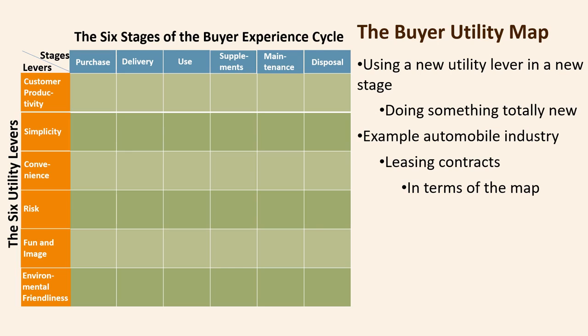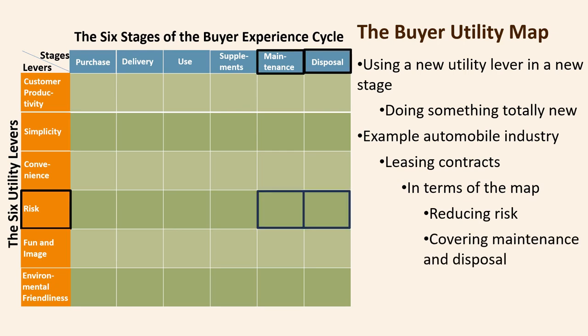In terms of the map, they reduced the customer's risk. The monthly payment became fixed. At the same time, they moved a long way down the buyer experience cycle as they covered the risk regarding both maintenance and disposal of the car. They extended the business model to use the utility lever risk in maintenance and disposal stages.